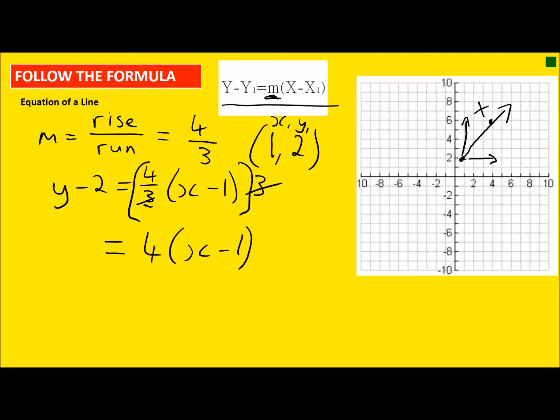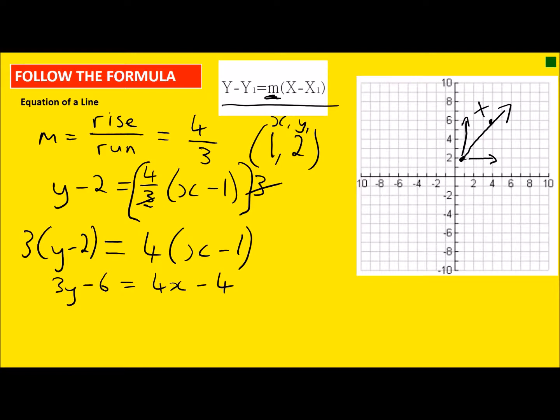That's highly simplified. I'm going to do it quicker next time. Because you multiply the right by 3, you have to multiply the left by 3. 3 by y minus 2, 3 by y is 3y. 3 by minus 2 is minus 6, equals 4x minus 4.